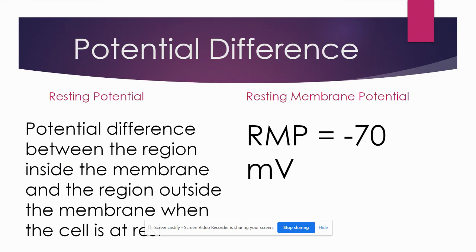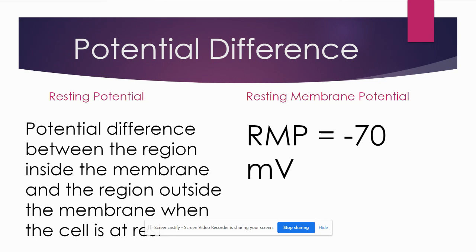Now, there's the term potential difference. A potential difference is the difference in electrical charge between 2 regions. The resting potential is the potential difference between the region inside the membrane and the region outside the membrane when the cell is at rest. So the resting potential is when the axon is not conducting an impulse.